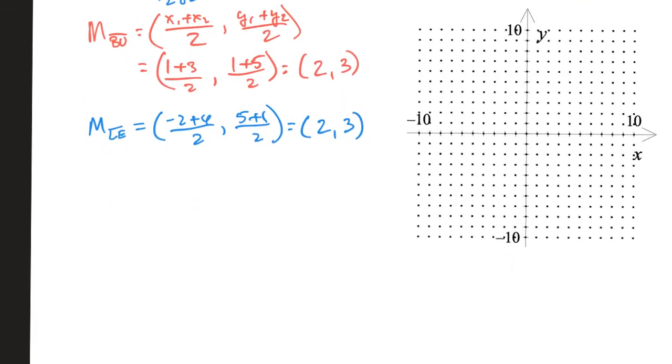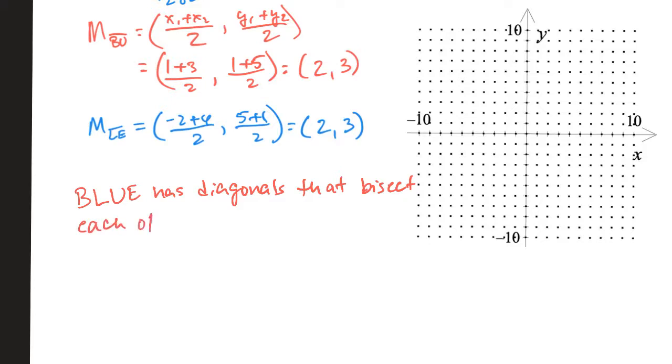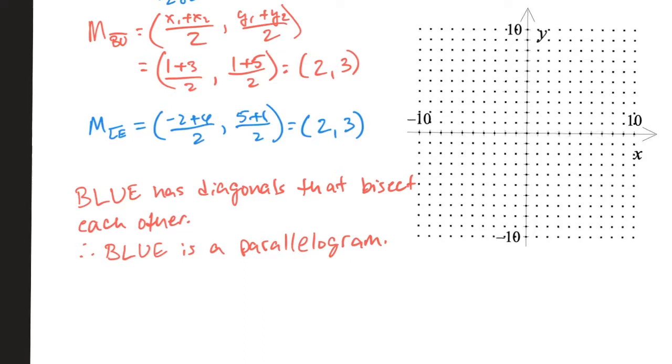So now I need to write my sentences. Quadrilateral blue has diagonals that bisect each other. Therefore, quadrilateral blue is a parallelogram. Alrighty, there we go, easy peasy.